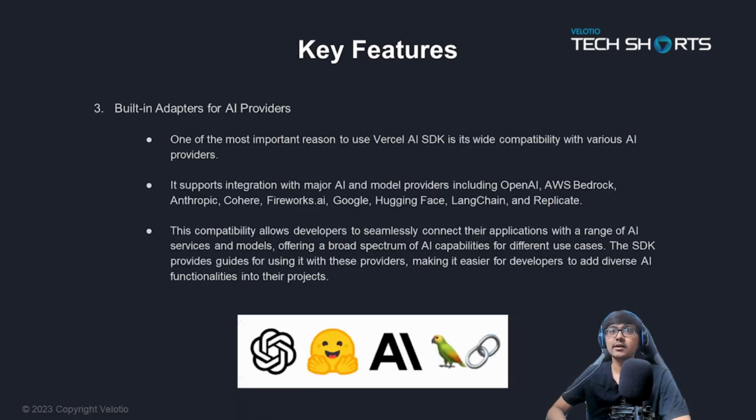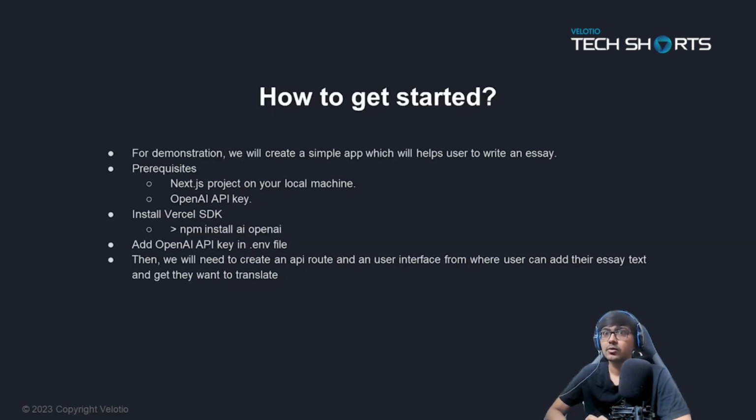And the third is it has a very good amount of support for AI providers like OpenAI, Hugging Face, Replicate, Anthropic, and more. So if you are using models from any of these AI providers, you can easily use this SDK. For demonstration, we'll be creating a small Next.js app, where the user can provide some description of what kind of essay they want, and our AI will provide the entire essay based on the description.